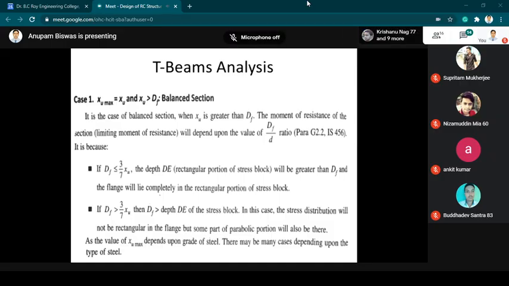Since the value of XU max depends on the grade of steel, for different grades of steel we get different XU max by d ratios. From there, the IS code has concluded that it recommends a single value of DF by d, that is 0.2.